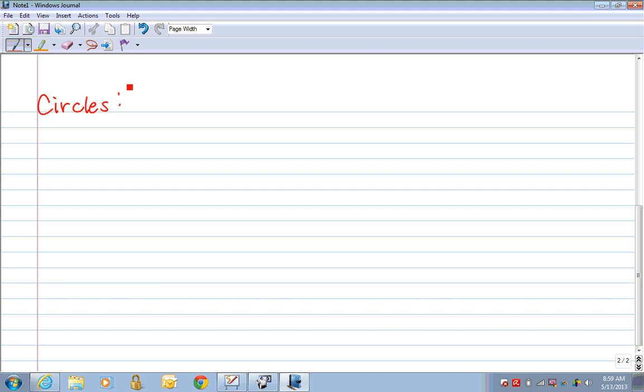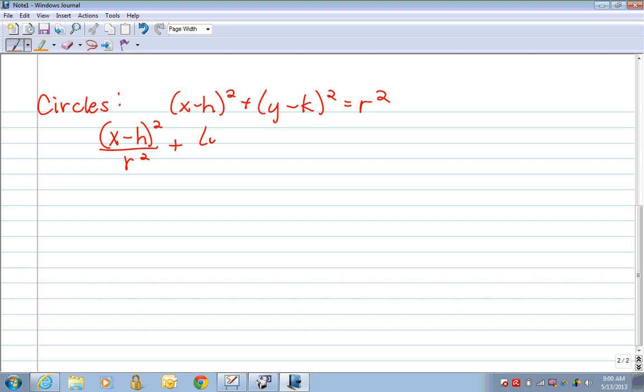For circles, recall that the standard form of a circle is x minus h quantity squared plus y minus k quantity squared equals r squared. Recall the center is h comma k and the radius is r. So if I were to change it to where the equation equals 1, then I would see the quantity x minus h squared over r squared plus y minus k squared over r squared equals 1.